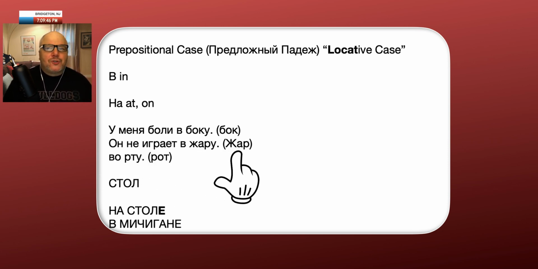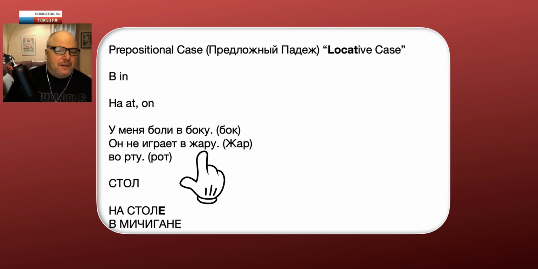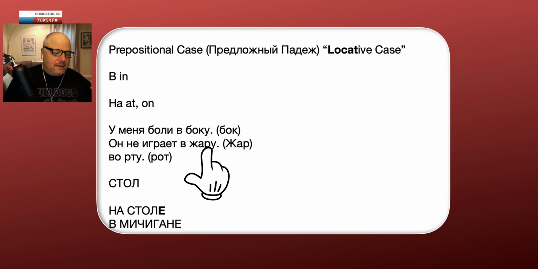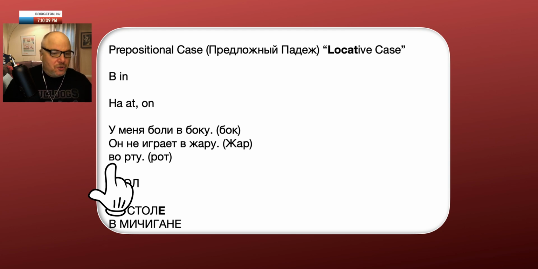The next sentence says, Он не играет в жару. Jar means temperature or heat. And it says, he doesn't play in the heat. Okay? And в жару, it doesn't say в жаре, it's в жару. It's easier to say, and sometimes it's just that way. There are places that have that ending. Not many.